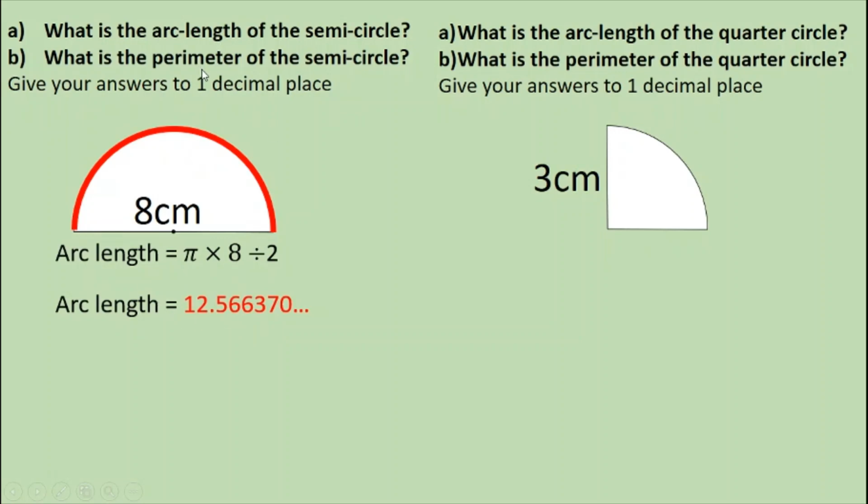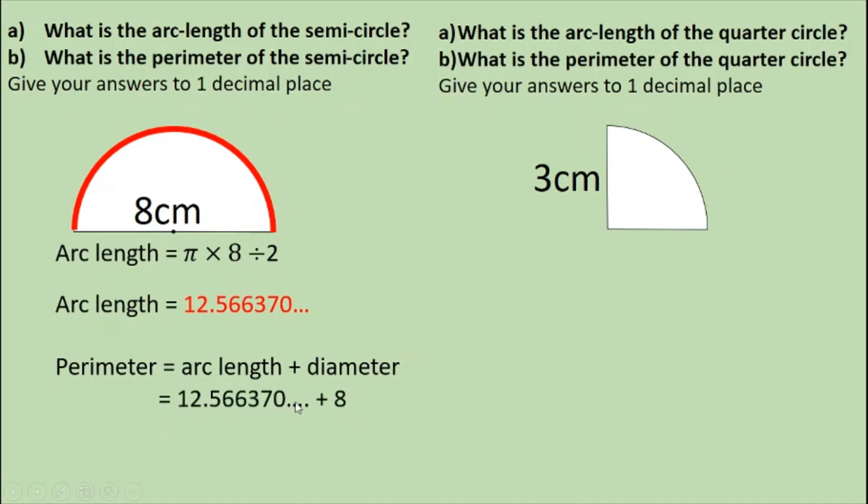Question B wanted perimeter. Perimeter is the whole way around, so you want your arc length plus this distance here, which is our diameter of 8 centimeters. So we're going to do our arc length plus our diameter, add the two together, and then round it. 20.6 centimeters for the whole way around the perimeter.